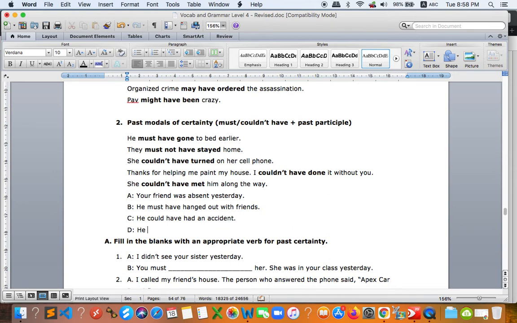So he or she tries to guess. He might have had a date. Just an example. We don't know exactly what happened, but I'll try to give you the possible answers right here. So let's say we have this situation: your friend was absent yesterday, and we try to guess. We try to give the possibility with the situation right here.